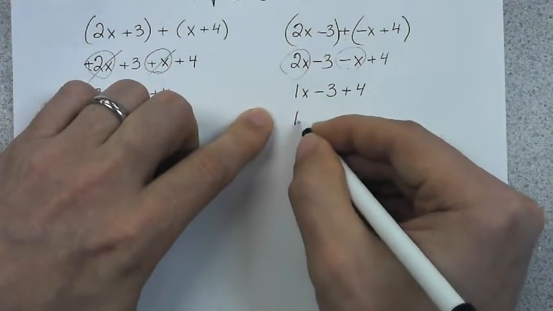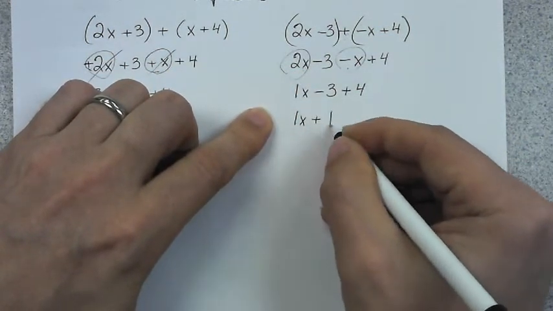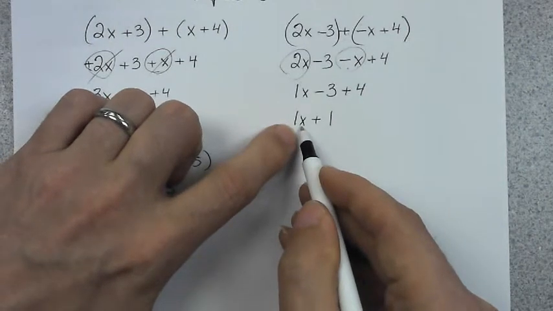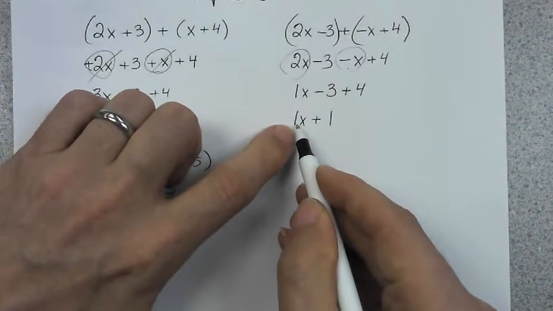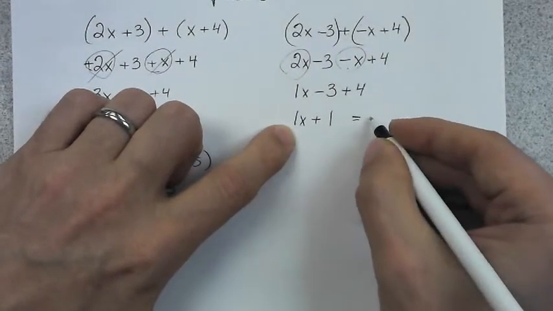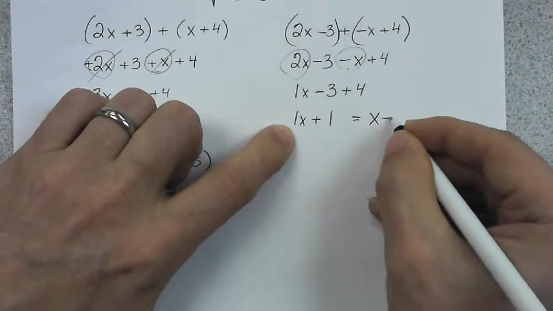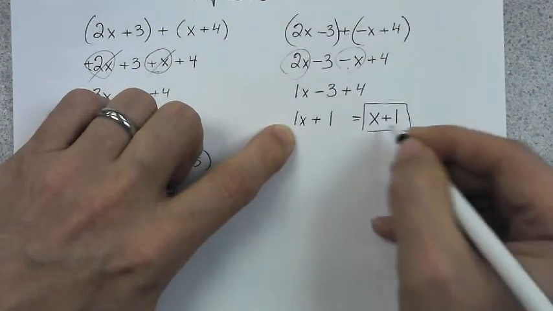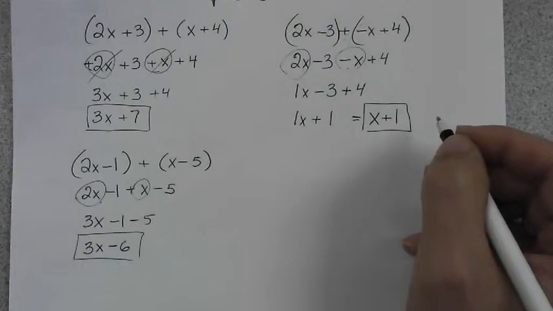So now I have 1x plus 1. Anytime you just have one of the variable, we don't like to write that 1 there. It's just assumed that if there's no number, the number's 1. So the correct way to write this on a test, and what you would see on a test, would be x plus 1. And that's our answer.